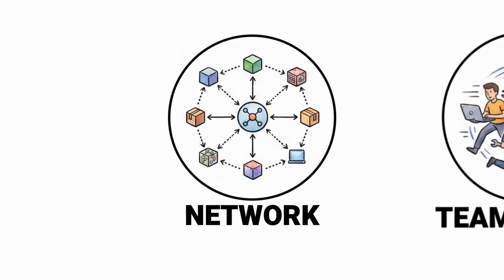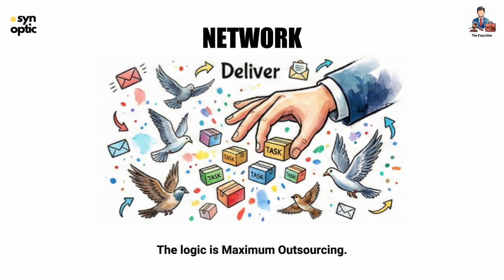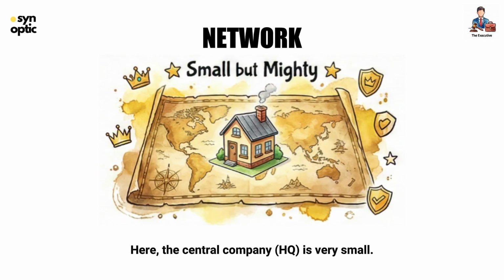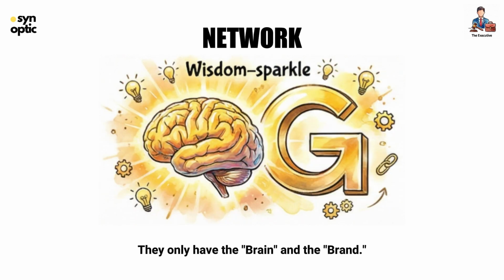Network structure, the corporate dropshipper protocol. The fourth structure is the most modern and increasingly popular thanks to the internet, the network structure. The logic is maximum outsourcing. Here, the central company, HQ, is very small. They don't have factories, they don't have their own logistics fleet, and sometimes they don't even have a customer service team. They only have the brain and the brand.